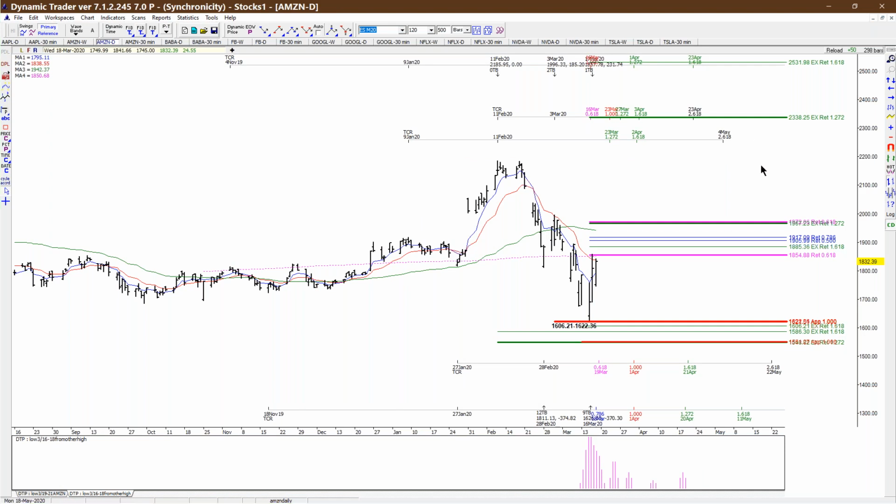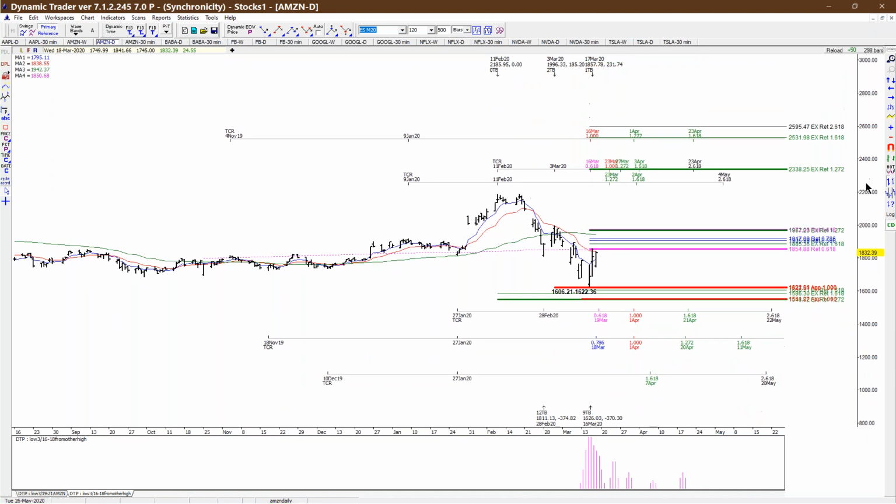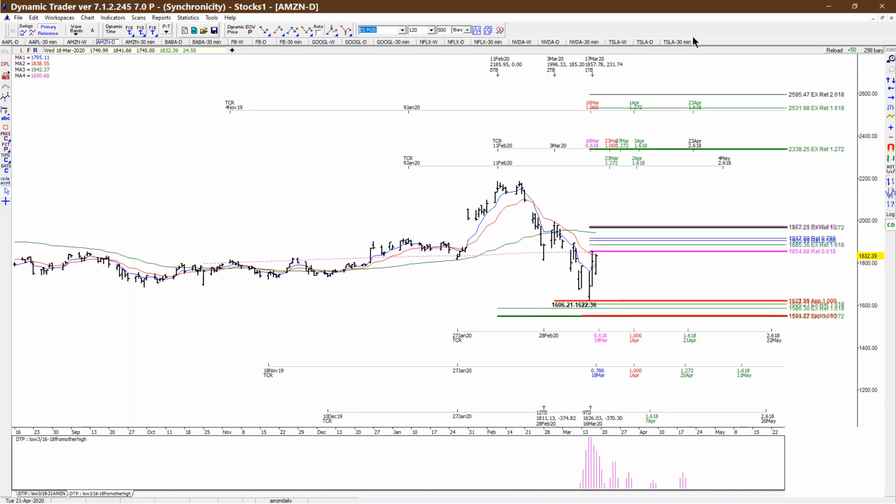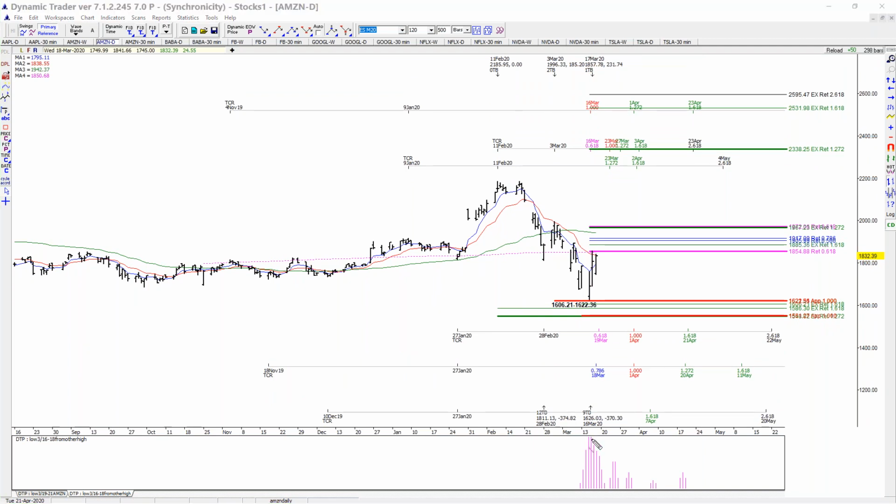Amazon. Amazon has rallied $231 from this last low. And what was there? Timing histogram. It said DTP low 316.18. That's from this last high. So we had that timing, and then we also had some of the outright cycles that said 16th, 16th, 19th, 18th. Okay, so 16th through the 19th.